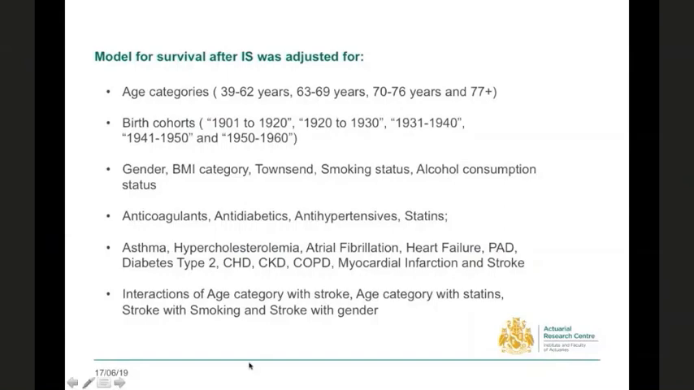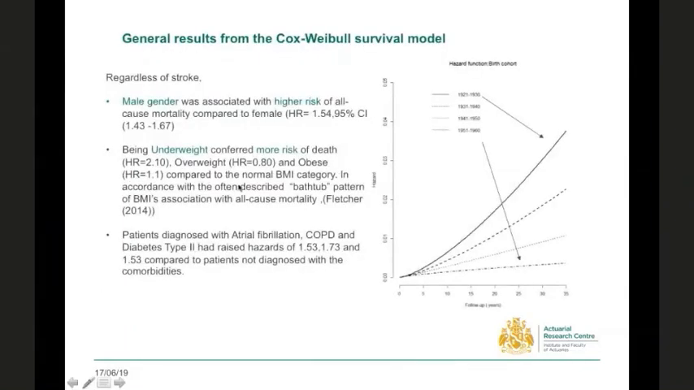So different variables were adjusted in the model, such as age categories split into 4, birth cohort split into 5 categories, gender, BMI, Townsend, smoking status, alcohol consumption, some medication: anticoagulant, antidiabetic, antihypertensive, and statin, some medical conditions as explained earlier, and interactions such as age category with stroke, age category with statins, stroke and smoking, and stroke with gender. So let's talk about the results now.